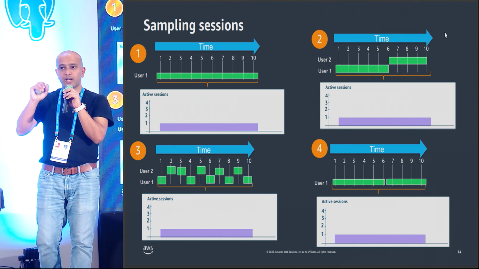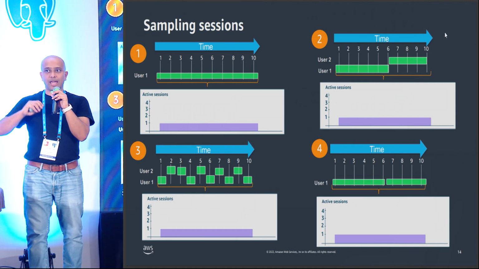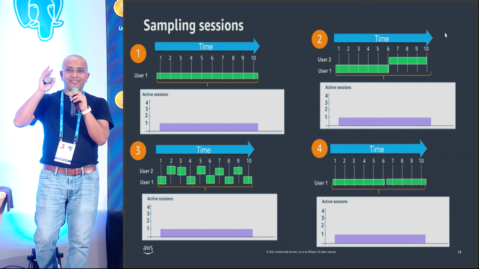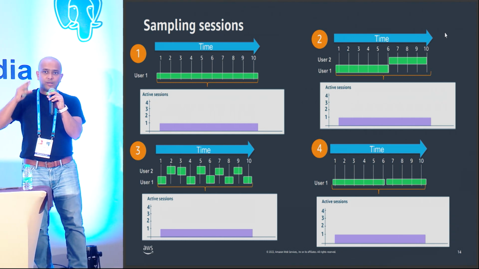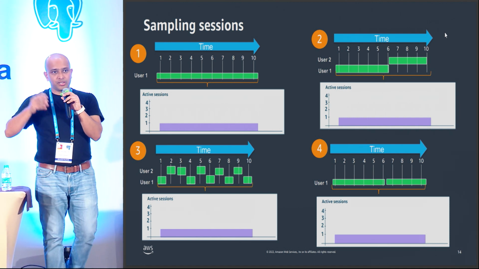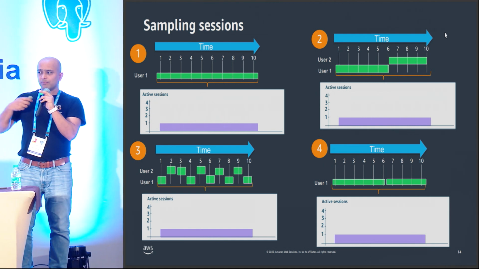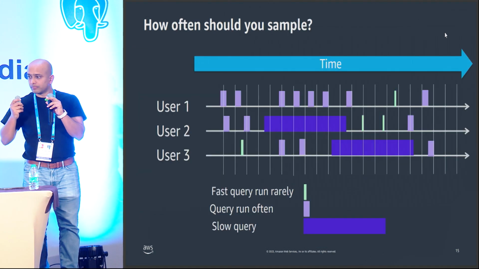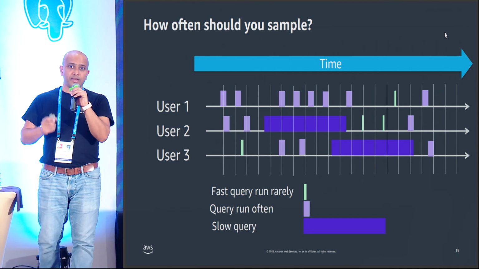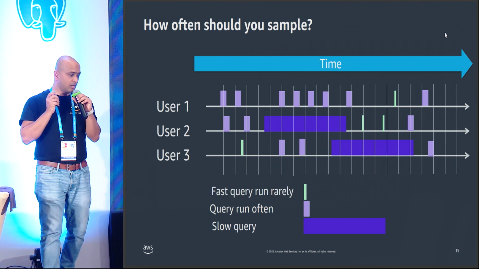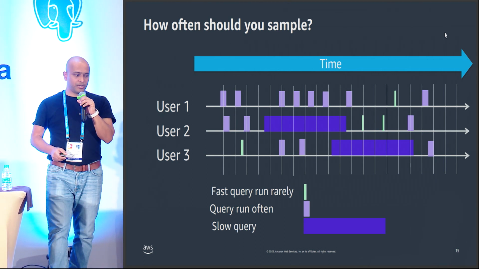But if a query is running in a few milliseconds, but it runs in 100 sessions and runs pretty much every second, that's the query that will get captured even with 1 second sampling. You will be able to capture that query in some session, in some sample. And of course, if you have a long-running query, then that long-running query is going to get captured in pretty much all the samples.